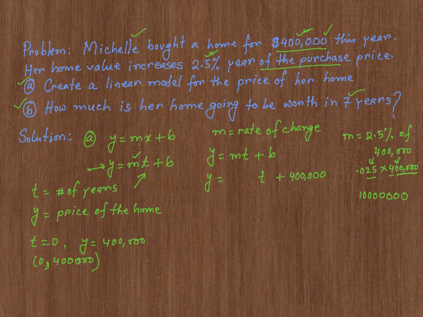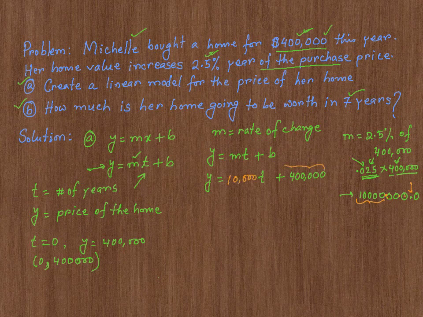Now let's look at the decimal. After the decimal, we have 3 digits. Since there are 3 digits after the decimal, I need to move the decimal 3 digits to the left. 1, 2, 3. So the decimal is going to be right here, which makes it $10,000. So it's going to be 10,000.